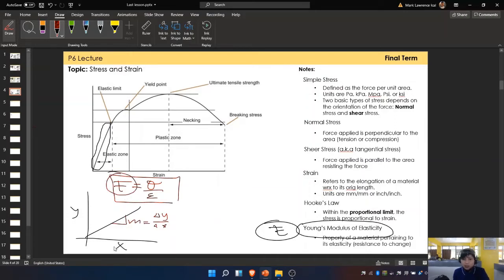So, Young's modulus of elasticity is the property of a material pertaining to elasticity. So, elasticity is like how a material is resistant to change. So, kung gano'n siya katigas, gano'n siya katigas, that's how resistant to change. For example, a ball pen. So, it's resistant to change. Pero darating ng time na magbe-bend siya somehow.